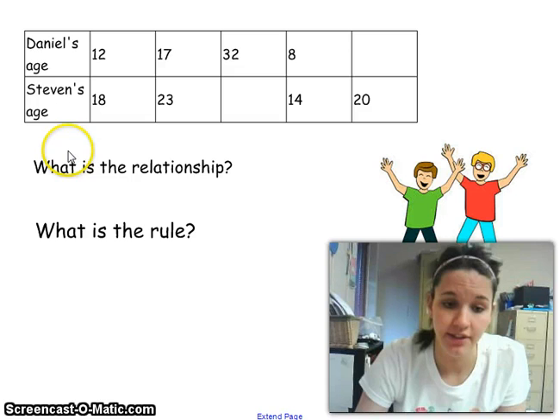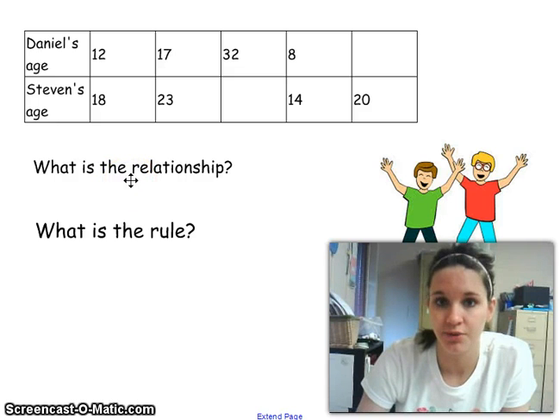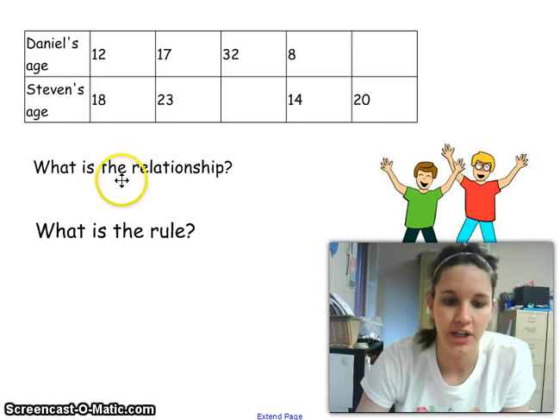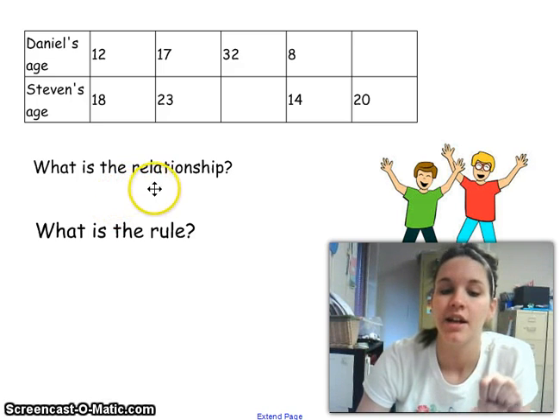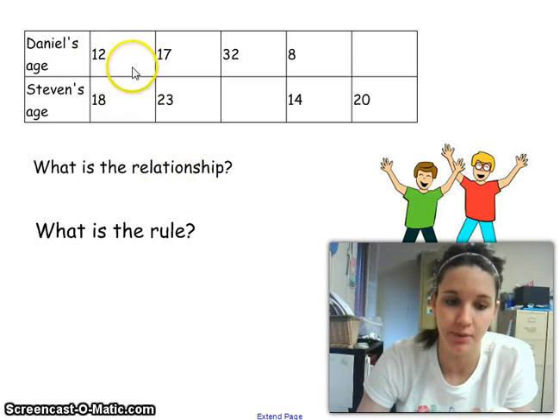We have a table that shows Daniel's age and Stephen's age. So the first thing I need to look at is what is the relationship. And I like to think about it in terms of words first. What am I looking at? Well, I know that this table is showing me two boys, Daniel and Stephen, and it's talking about their ages. So that's going to be what I'm looking at. Now I'm looking for a consistent mathematical relationship. So I'm going to start my table.